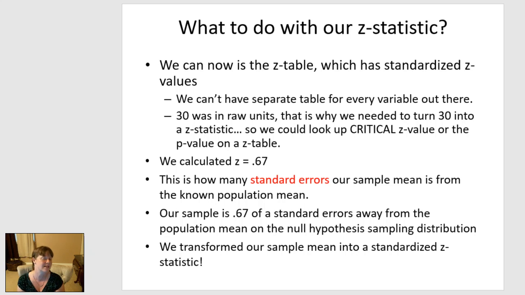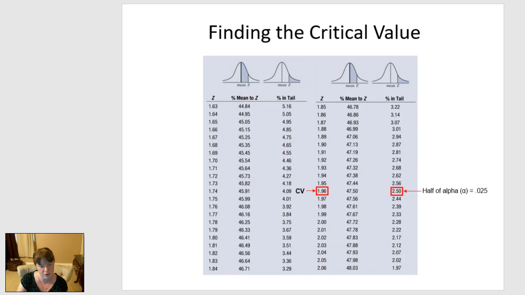30 was 0.67 standard errors away from 28. We've just transformed. We've standardized. We've turned things from the raw scores into the Z statistics. And so let's see how we can now look up critical values that aren't going to change, because now they're standardized critical values. And let's use table A1.